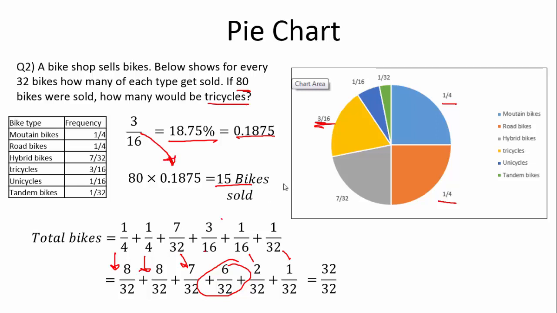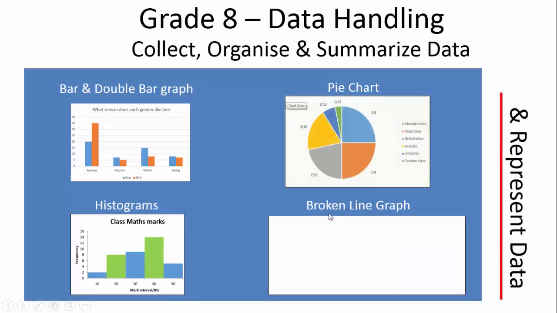And to make this a whole bunch easier, you could just go 80, which is the total number of bikes, times the fraction, or times the ratio or the percentage. 80 times 3 over 16, I put the 16 under the 80, and 80 divided by 16 is 5, and 5 times 3 is 15. And that's your answer. It's exactly the same as previous. It's the exact same equation. And that's how we do pie charts. Well done. Let's now move on to broken line graphs, and we'll see some real life examples of these.